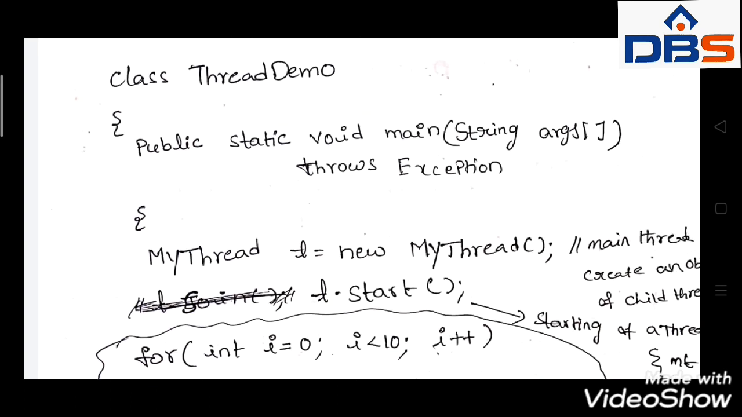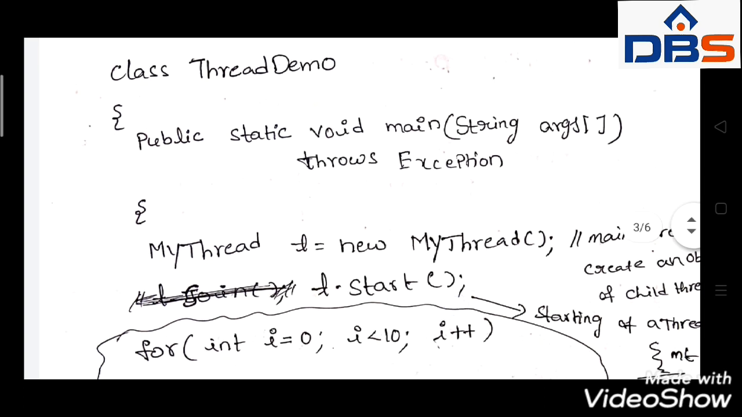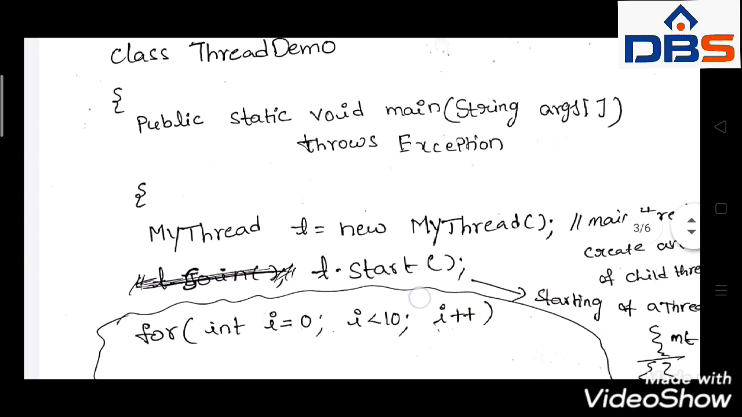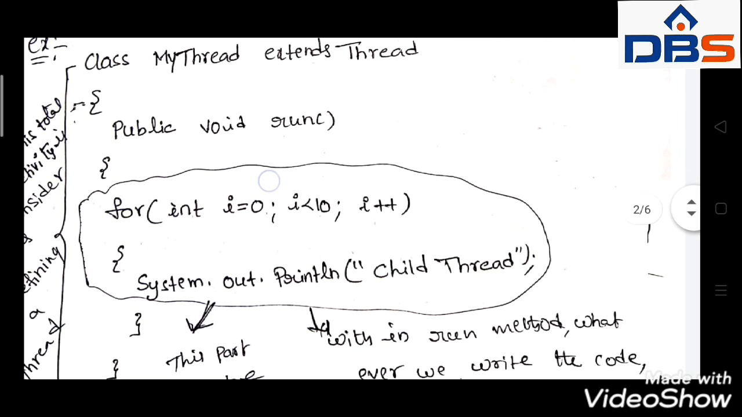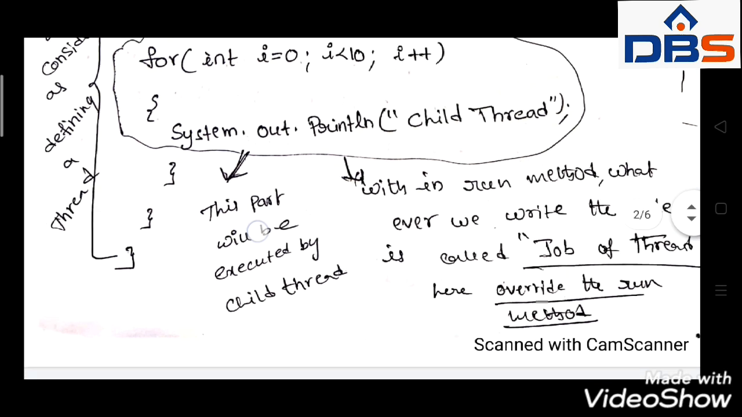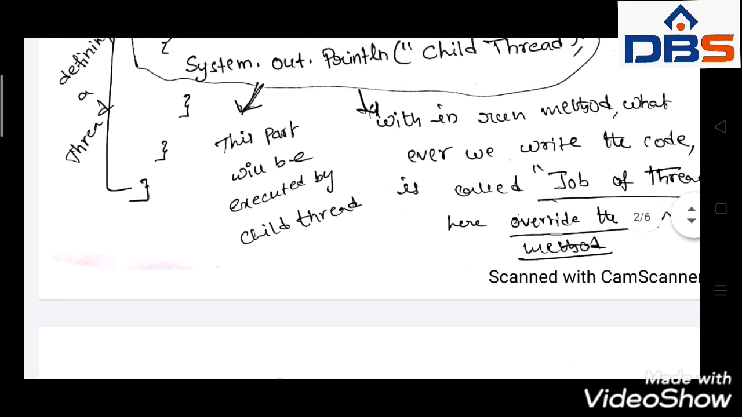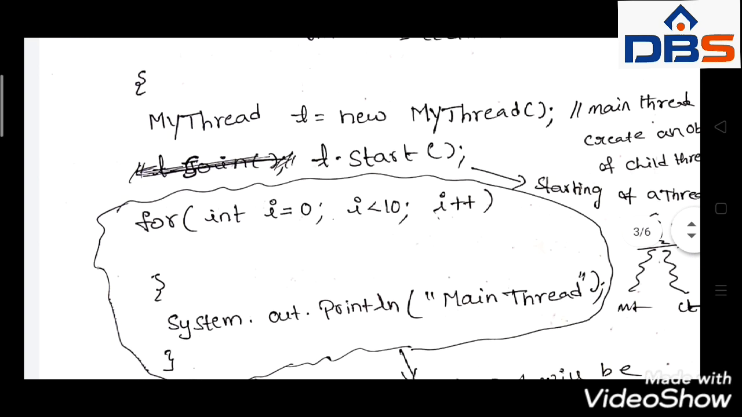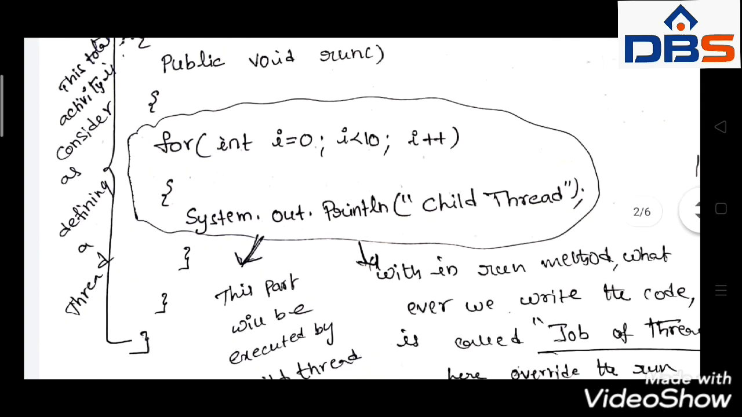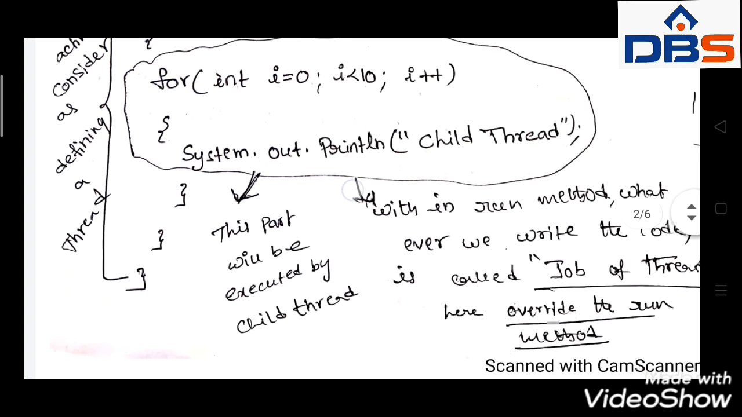So what about child thread? Already when the compiler comes to here, t.start(). So t is nothing but the object of child class. Automatically the compiler goes and executes this particular block. That's why I mentioned this point. This part will be executed by child thread. So what is the child thread? When it started t.start(), that created the child thread. When the compiler comes to this point, automatically it will go and search for this particular portion, then it will execute this particular block.